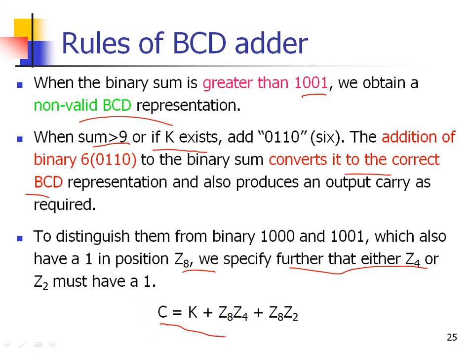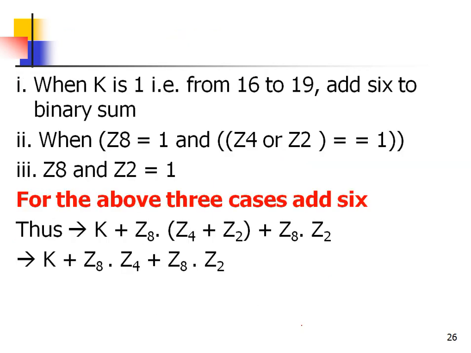C is equal to K plus Z8 dot Z4 plus Z8 dot Z2. That dot is actually an AND operation. That is what is given once again, because this will lead to confusion, that is why it is repeatedly said in various representations: when K is 1, that is from 16 to 19, add 6 to the binary sum. When Z8 is equal to 1 and Z4 or Z2 is equal to 1, the carry will be generated, and when Z8 and Z2 is performed, if it is equal to 1, the carry will also be generated.